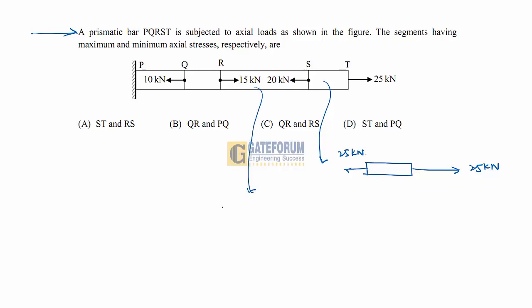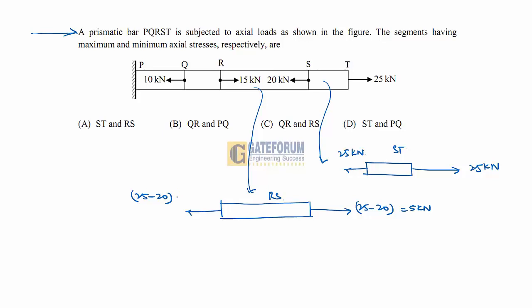Similarly, if I consider the RS segment, this is the ST segment. For the RS segment, the load will be 25 minus 20, which is equal to 5 kilonewton. That is the RS segment. This is equal to 5 kilonewton and this is equal to 5 kilonewton.